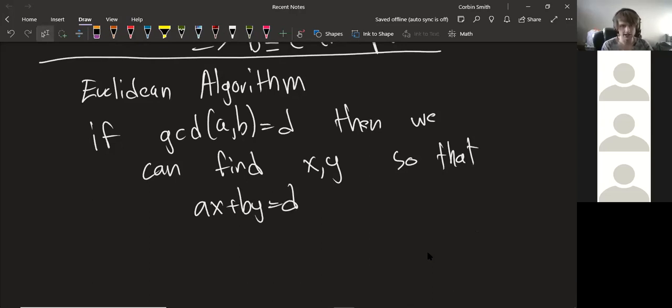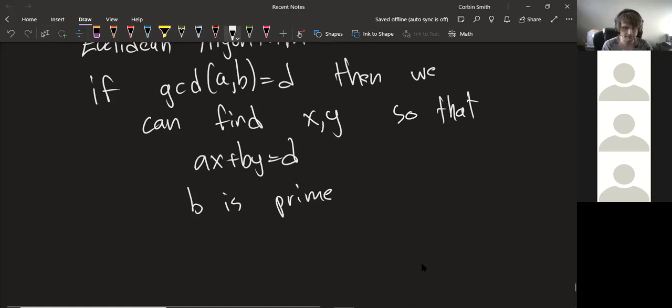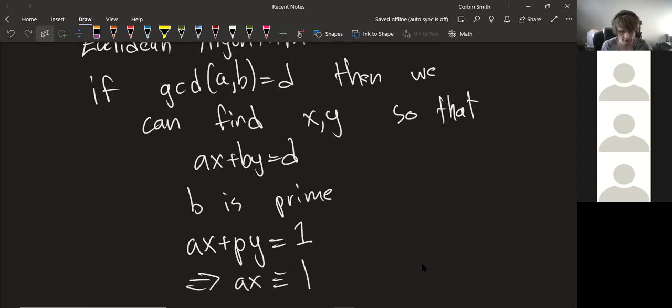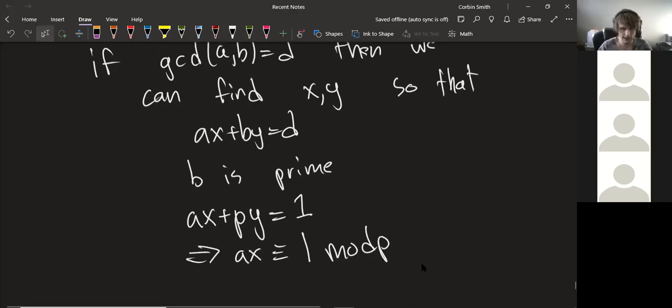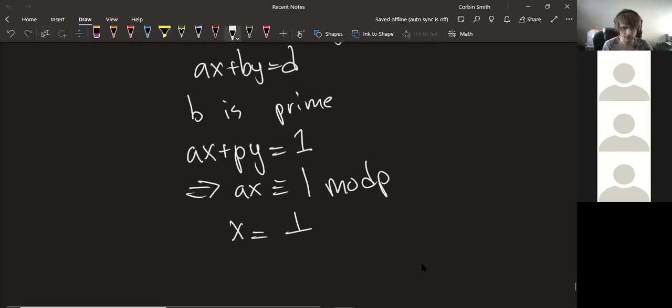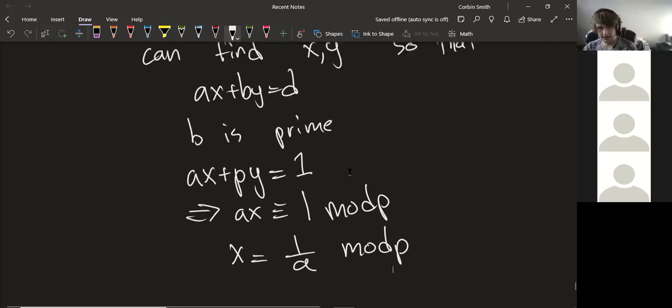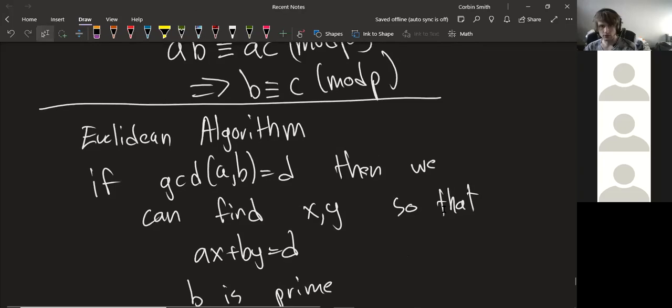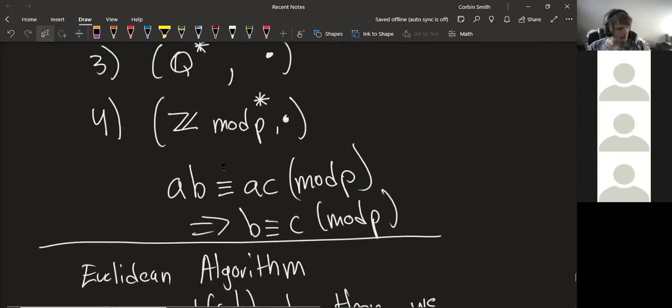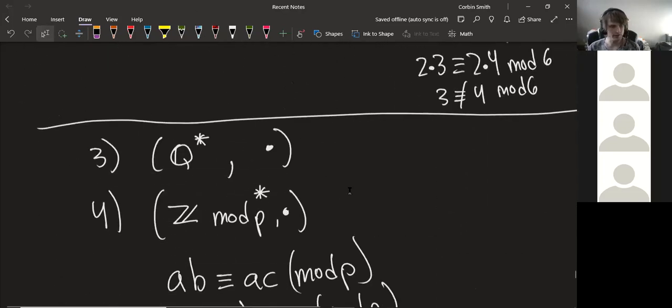And then, let's say that if B is prime, then we get that ax plus py is equal to 1. And then mod p, we get ax is congruent to 1. So then that implies that x is equal to 1 over a mod p. So yeah, this is how you would do it in a college class if you wanted to get full credit on an assignment. So these are some pretty simple and familiar examples.